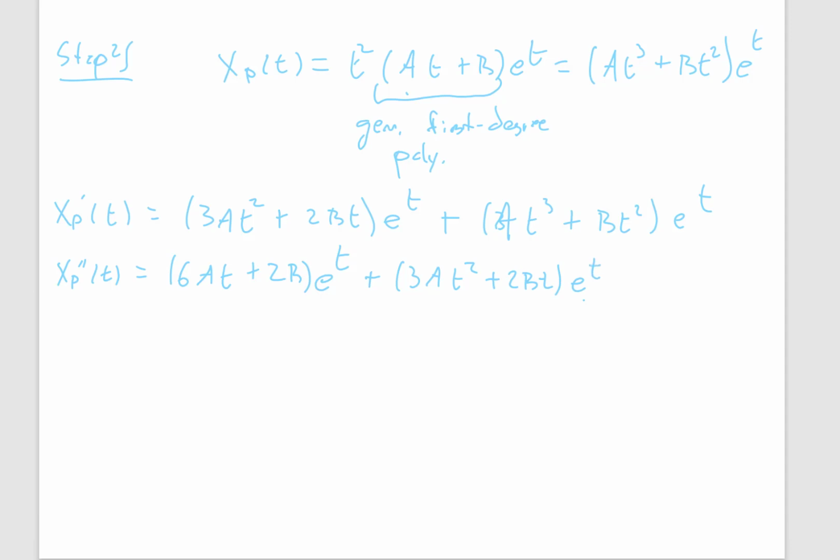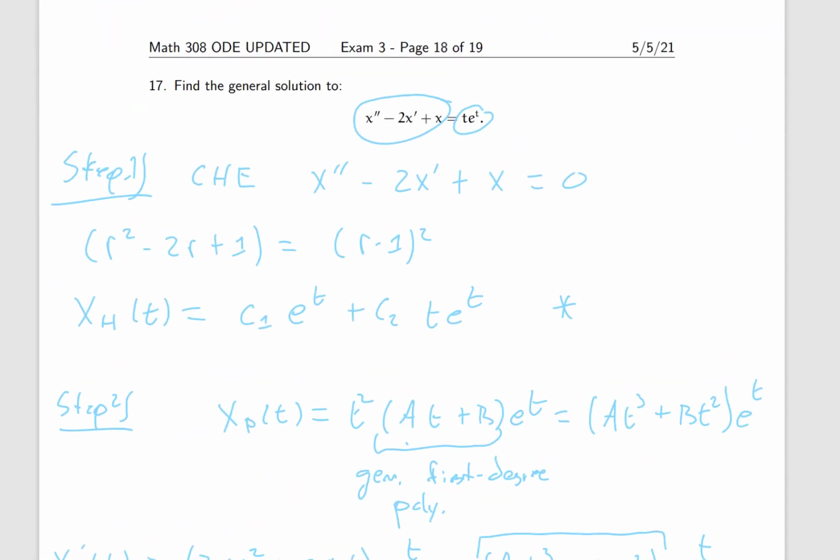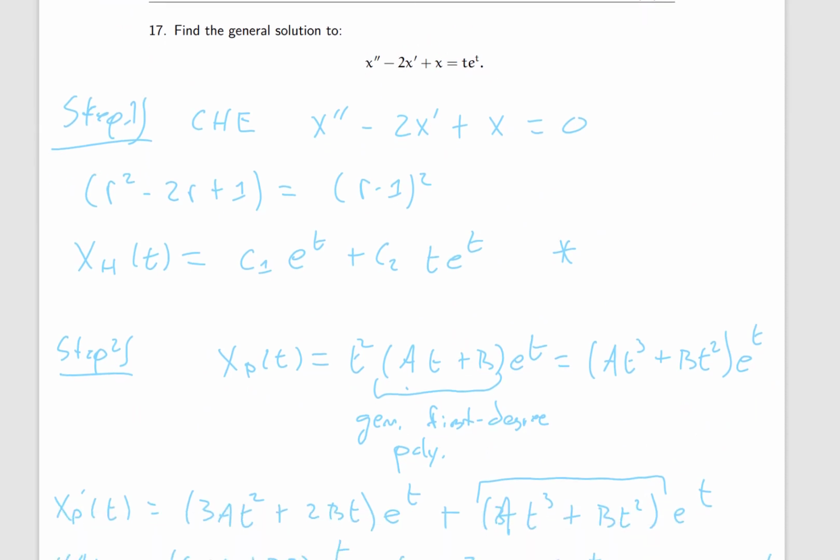And I want to take the derivative of the next term. Notice I'm going to do the derivative of the part in the parentheses times e to the t, and I'm going to get exactly this term. So I'm just going to add that there. And then plus (a t cubed plus b t squared) e to the t. And now I'm going to, in principle, plug this xp double prime, xp prime, and xp into the left-hand side of the differential equation and set it equal to the right-hand side of the differential equation. So let's think about what's going to happen.